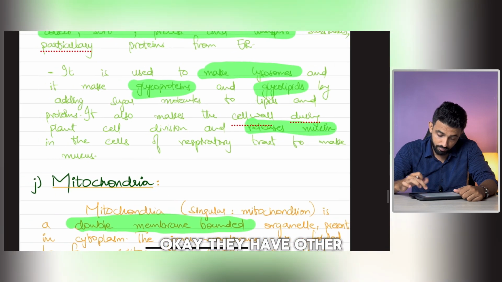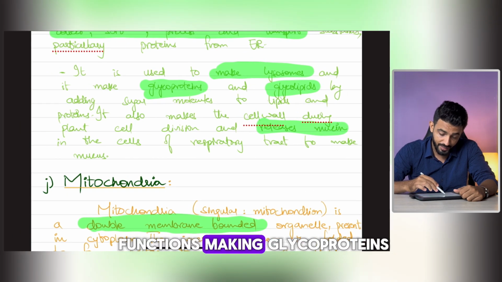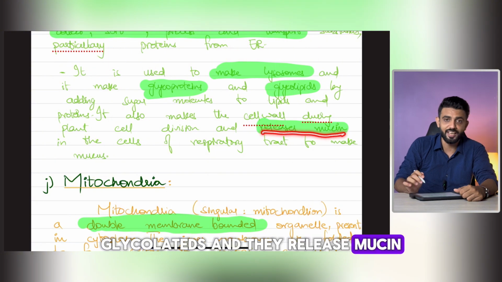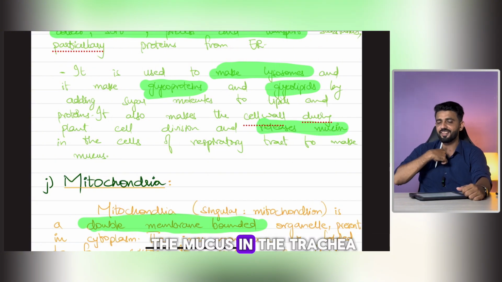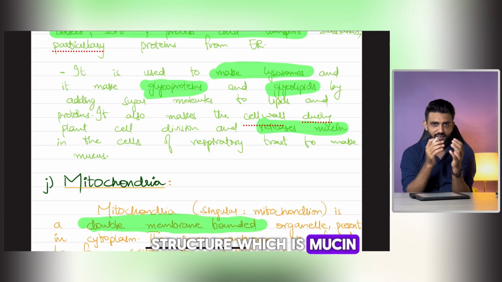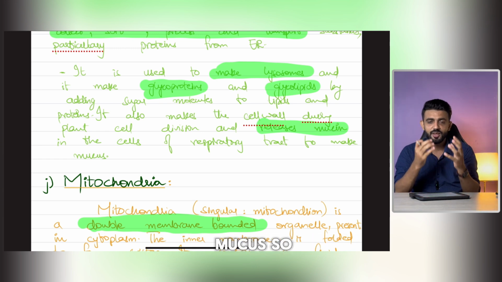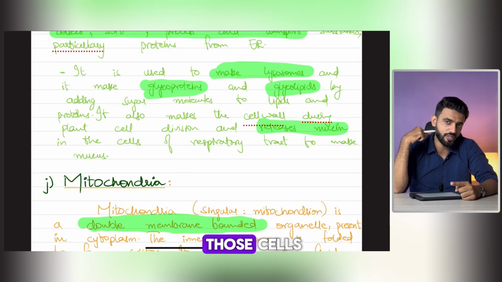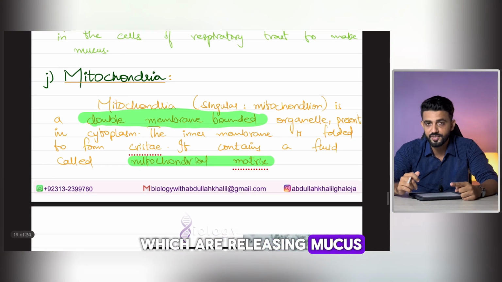Okay, they have other functions, making glycoproteins, glycolipids, and they release mucin. We have talked about the mucus in the trachea. Mucus has an important structure which is mucin. Mucin is part of mucus. So mucin is released by the Golgi apparatus of those cells which are releasing mucus.